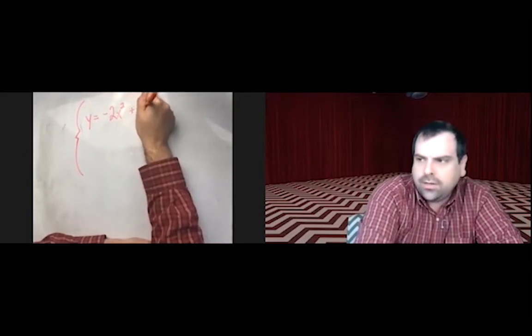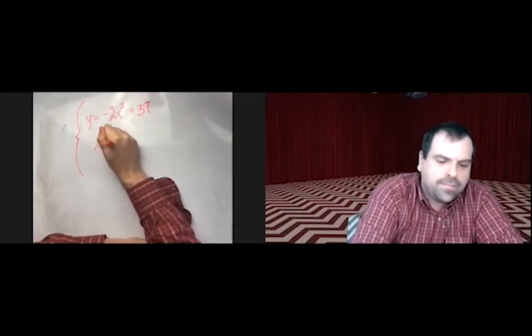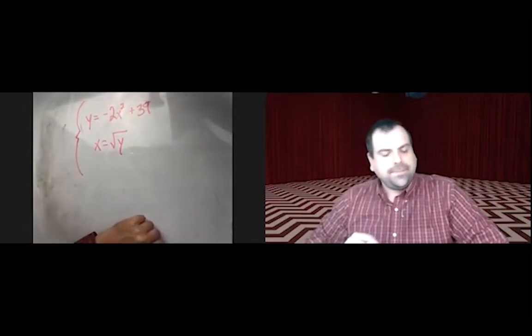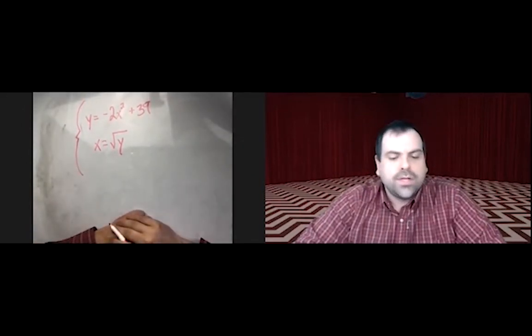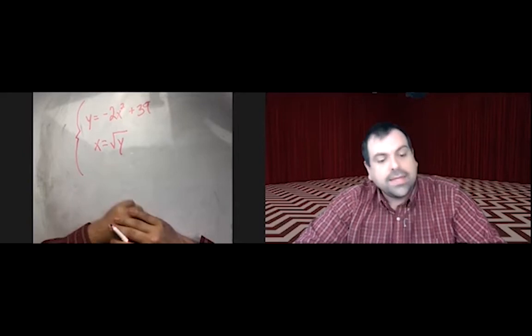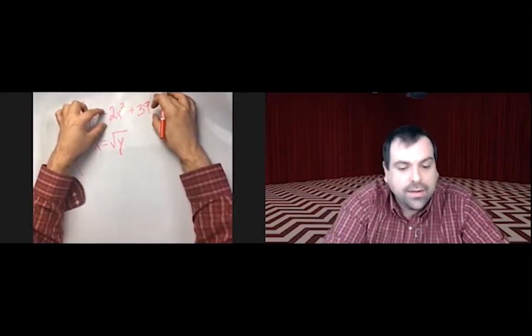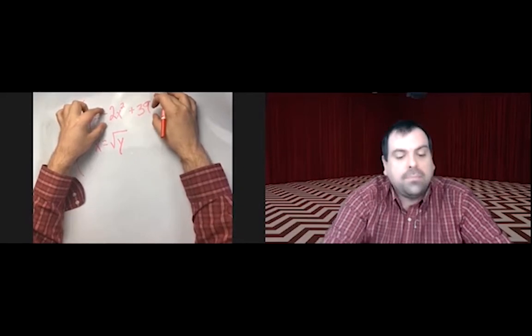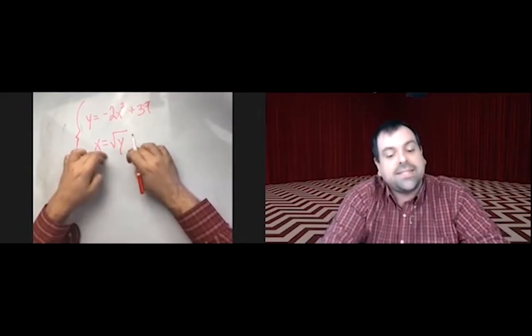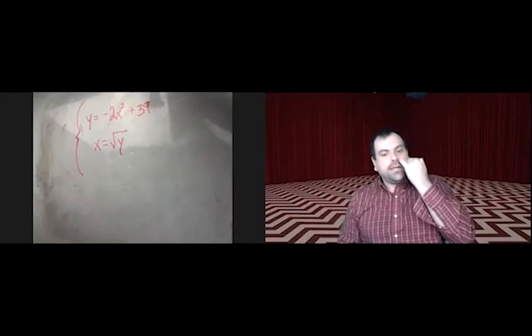Y equals -2x squared plus 39. And x equals the square root of y. Neither of these are lines. That's why it's nonlinear. We're going to solve this using substitution. Now, one thing you can do is take this expression for y and plug it in here. The other thing you can do is take this expression for x and plug it in there, but you're going to get the same answer either way.